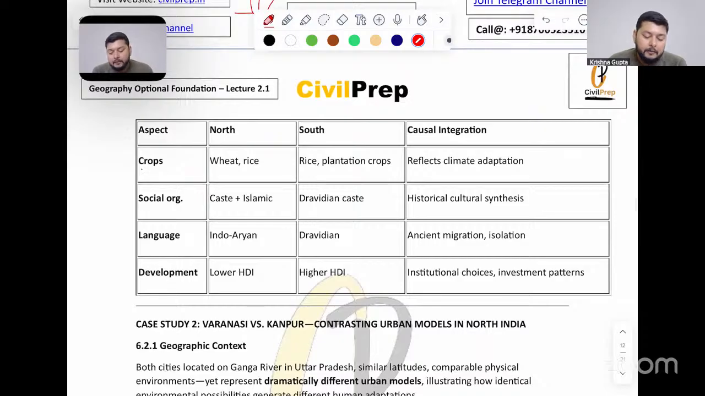Then crops, wheat and rice. For the south, rice and plantation crops. Plantation crops are highly supported, like coffee, rubber, cocoa. Then tea is also supported there. It reflects the climate adaptation in the region.